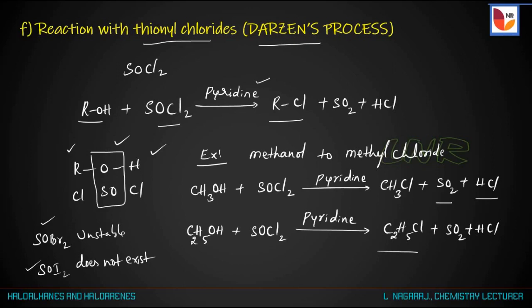That is, aryl halides means C6H5-X, because the carbon-oxygen bond in the phenol has partial double bond character. That is, in the aryl halides, the bond between the oxygen and carbon has partial double bond character. In order to break this bond, it requires more energy. Hence, this method is generally not used for the preparation of aryl halides.